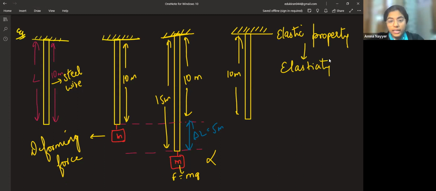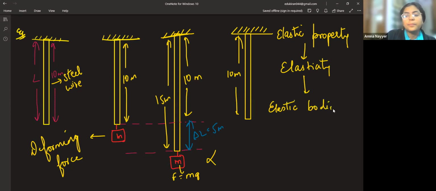So those bodies which have the tendency to regain their original shape when these deforming forces are removed are called elastic bodies. It could have happened that the exact formation wasn't achieved. There are certain bodies. Two types of bodies are there in elasticity which we study.